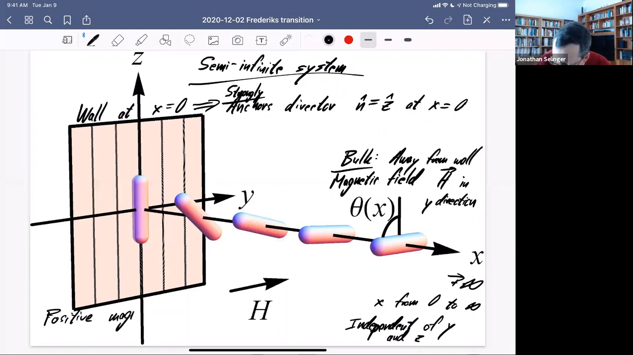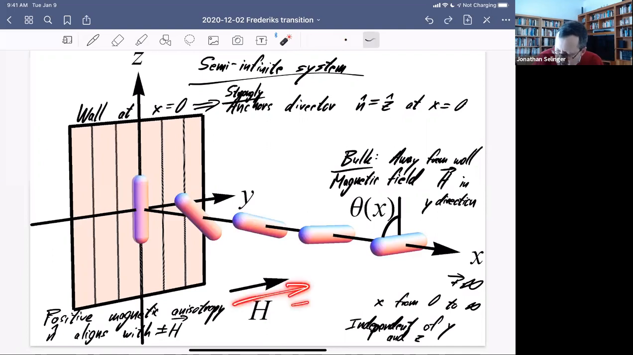So we'll say if there is positive magnetic anisotropy, so N aligns with H. Or really, I should say N aligns with plus or minus H, because N is a two-headed vector or a no-headed vector, right? So it could be pointing either parallel or anti-parallel to H. Those two would be equivalent states.